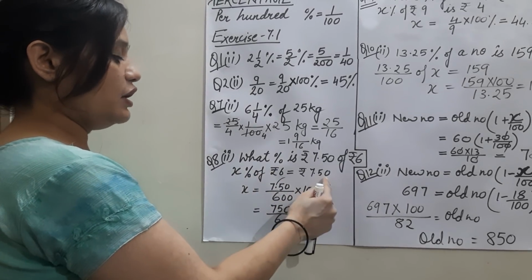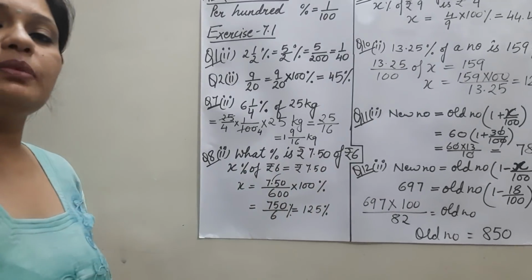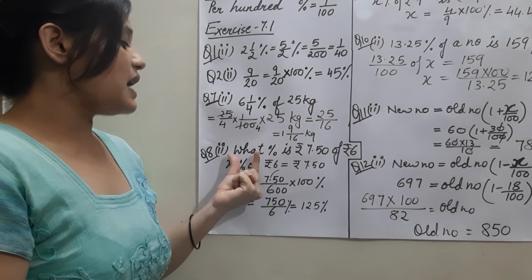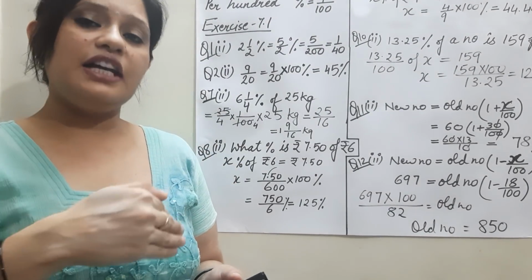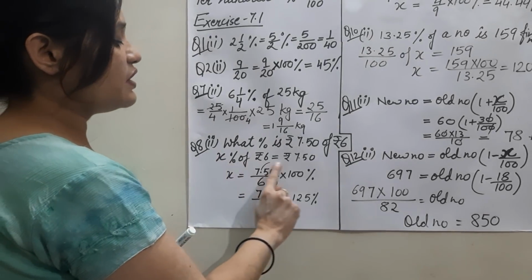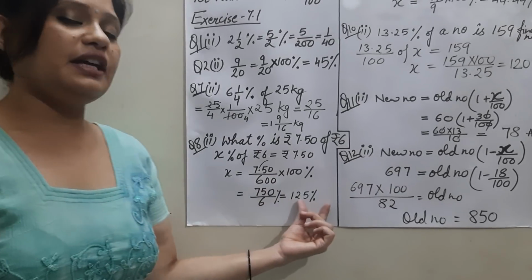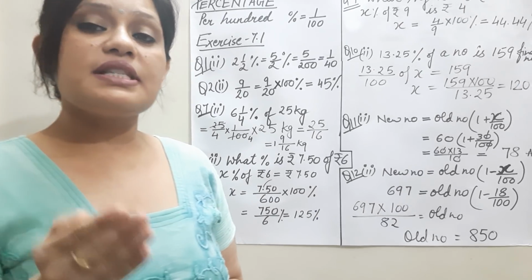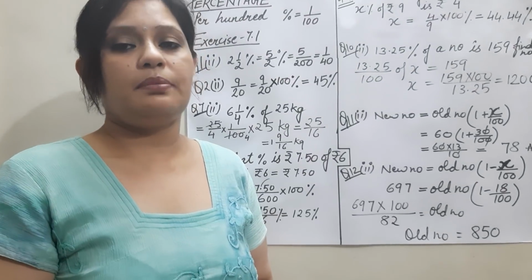So 6 will come in the denominator if we transfer, and 100, which was in the denominator, will come in the numerator. This is the reason that when the question asks "what percent is", we write first number divided by second number into 100%. There is no need to write this first statement. You can directly write these two statements and find the answer. Clear? You need to be clear that if it is asked what percent is, then first number divided by second number into 100%.